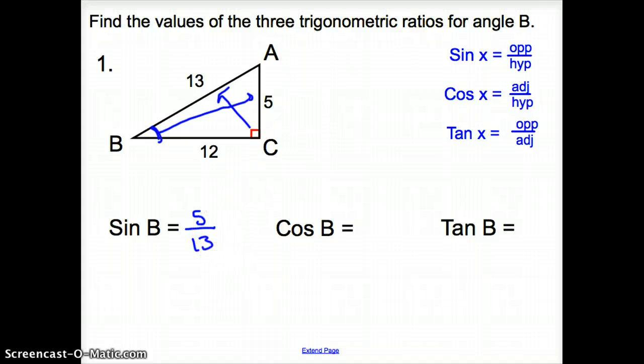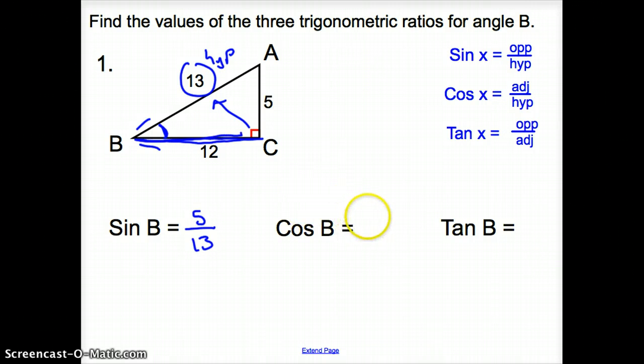Now, with cosine B, it is adjacent over hypotenuse. Well, we go to B again. What is my adjacent side? Adjacent means right next to. Notice I have this side and I have this side that could be the adjacent sides, correct? But, ladies and gentlemen, what is this 13? This 13 has to be the hypotenuse. So 13 cannot be my adjacent side. It has to be 12 because 12 is right next to and is not the hypotenuse. So 12 is the adjacent side, and it goes on top of the hypotenuse, which is 13.